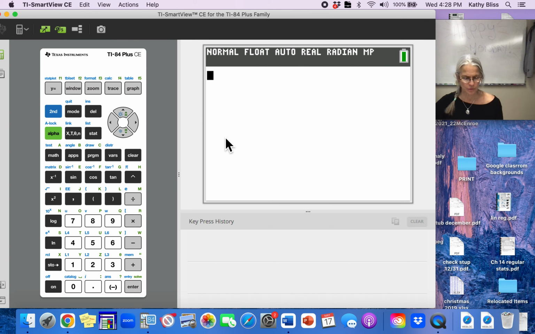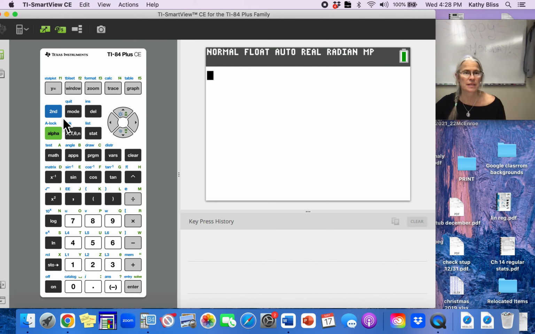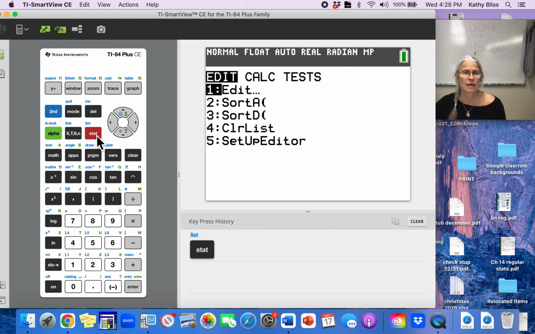Just wanted to go through lesson 10.6, models for nonlinear data. So we're going to use the data that's on the back of lesson 10.6. So I put that into my calculator. Remember, I go to stat, and the keystrokes are down here if you want to keep track.